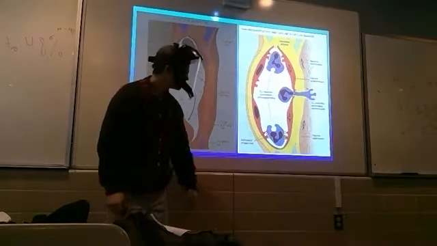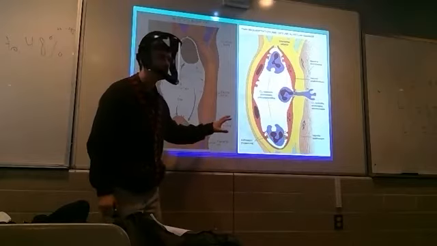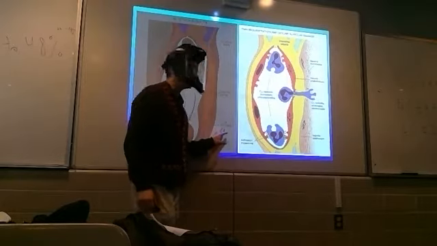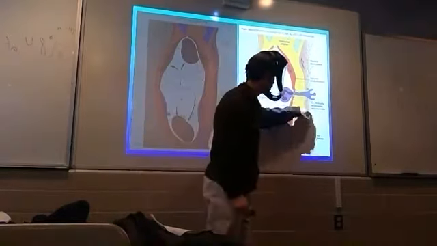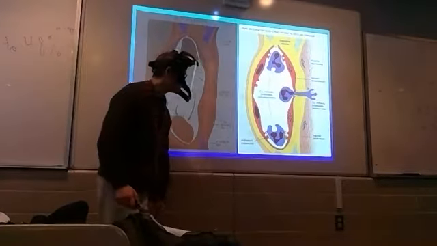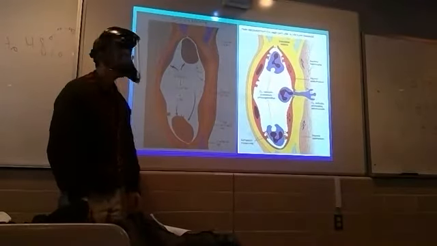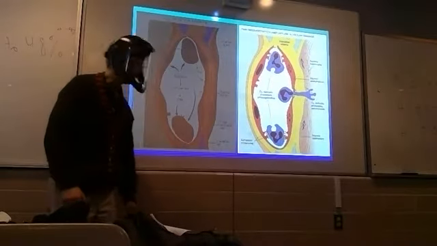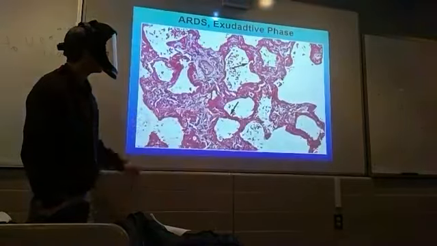Okay, now this is what happens in the damaging phase, what we call the exudative phase of ARDS. There's a lot of exudate, a lot of proteinaceous material in the alveolus and in the interstitium of the lung. Let's take a look at what the exudative phase of the lung looks like.